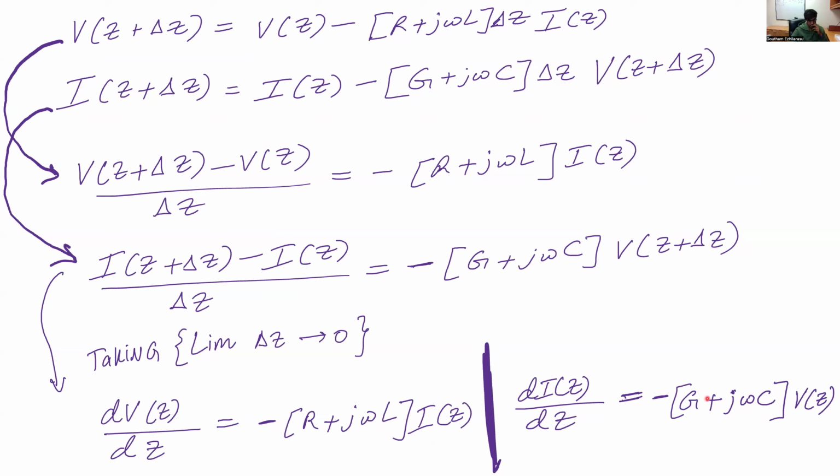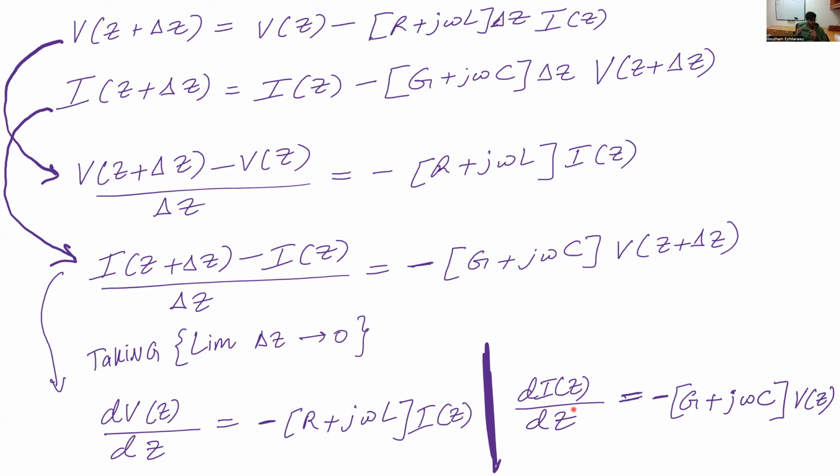Now, whenever you have a differential equation of this form, so you have dV of z by dz being proportional to I of z, and dI of z by dz being proportional to V of z, this is a very interesting equation because these two equations are coupled. The current is generating a variation in the voltage along z, and similarly, the voltage is generating a variation in current along z, and therefore these two are coupled. This is very analogous to the coupling you have between the electric field and magnetic field from electrodynamics, right?